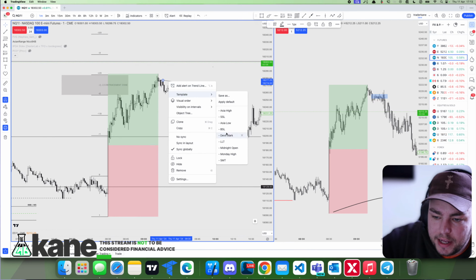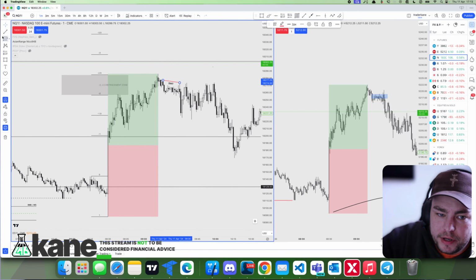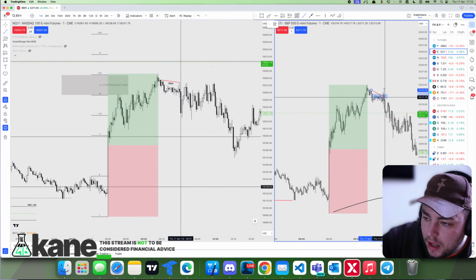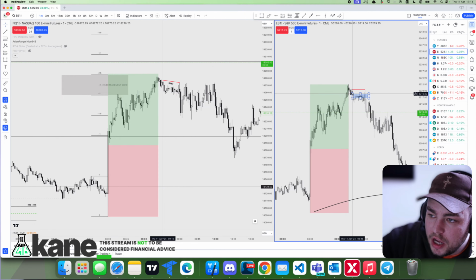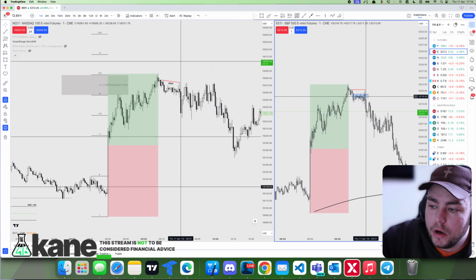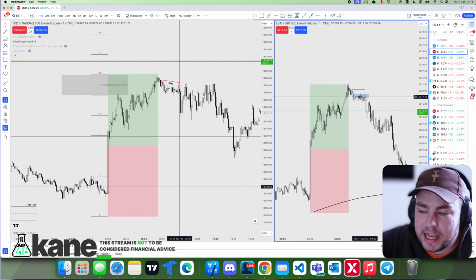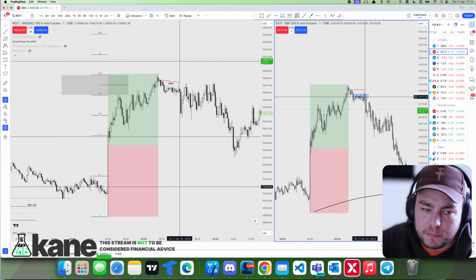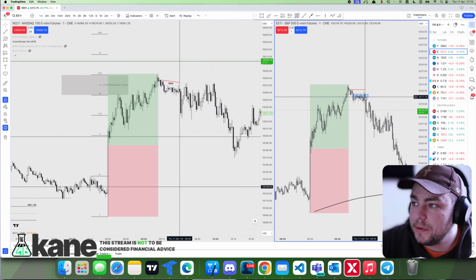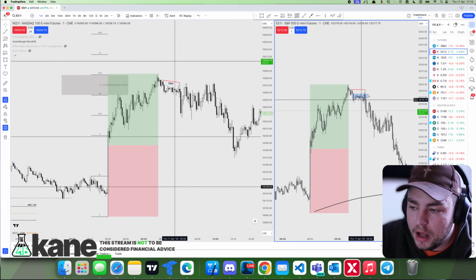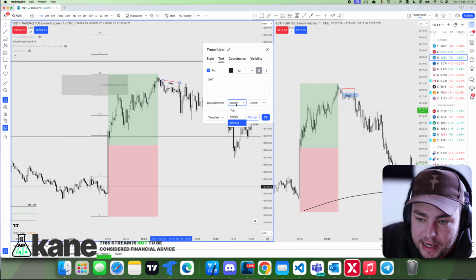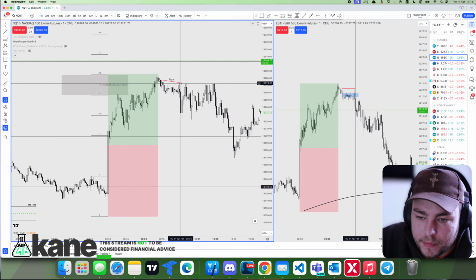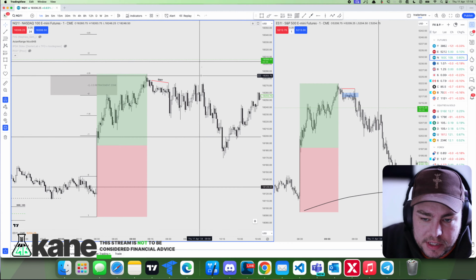So that SMT there, basically what has happened is ES took liquidity. As you can see here, the high of this candle is 5220.05, and that's the high of this candle as well. So any stops that were buried at the top of that candle have been ran. So that is the SMT. Here, price made a lower high. So that is the SMT, right?